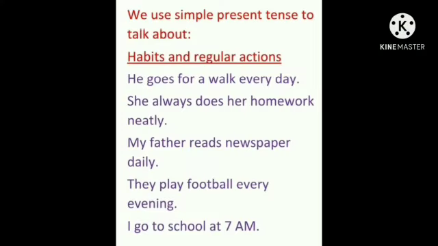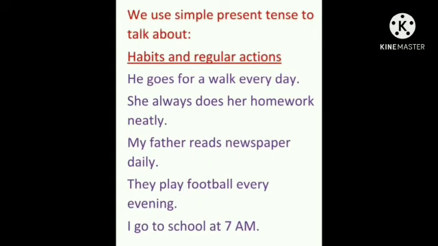Now, we are going to learn the uses of simple present tense. We use simple present tense to talk about habits, regular actions, general truths or facts. We use simple present tense to talk about habits and regular actions.